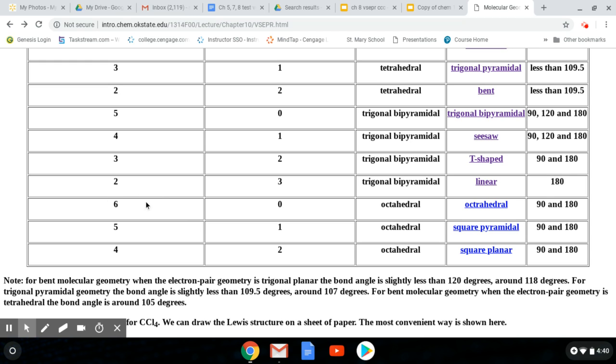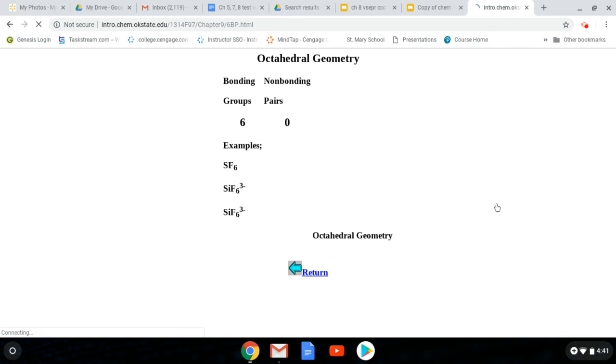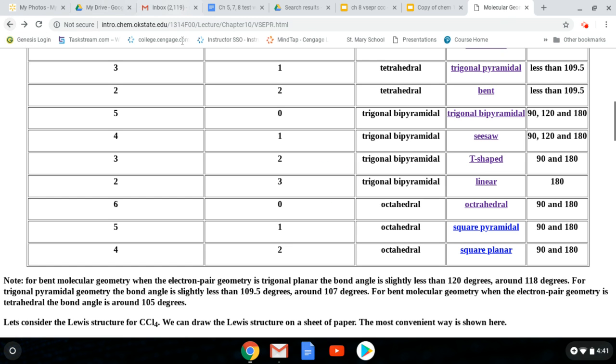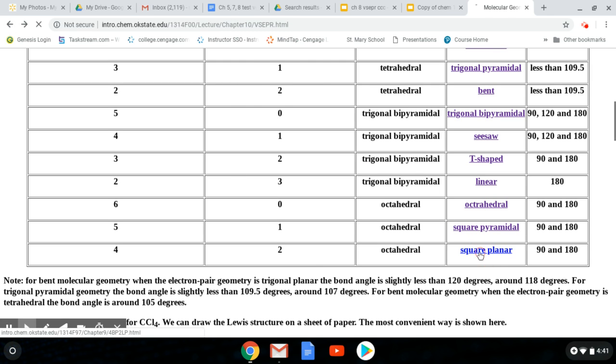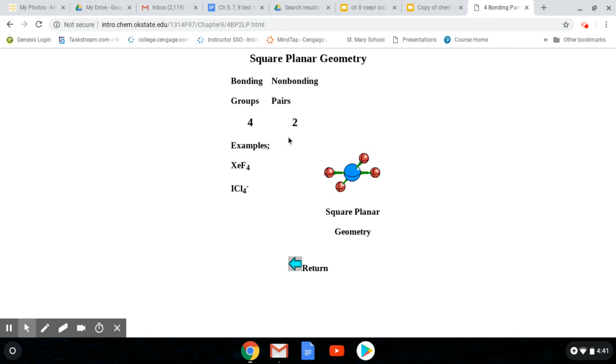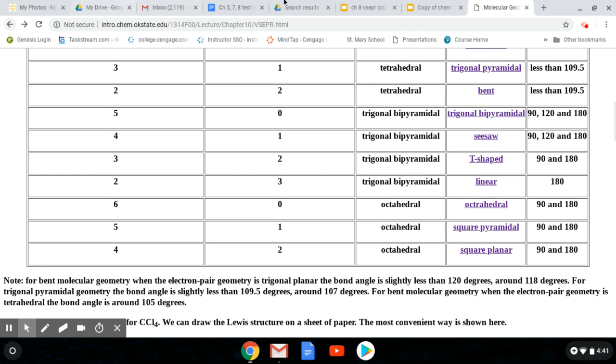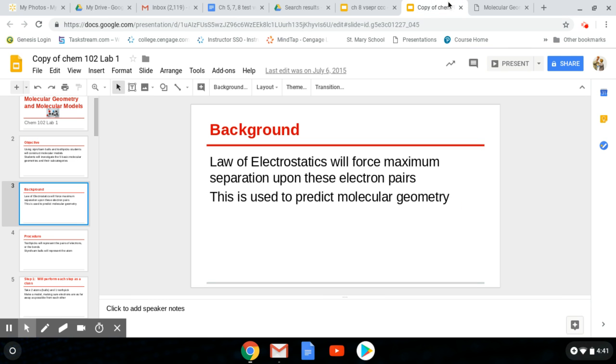Finally, if we have 6 things or 6 bonding pairs around the central atom, no lone pairs, we call that octahedral. 5 bonding pairs and 1 lone pair is square pyramidal. Notice the square. There's a square bottom of the pyramid. 4 bonding pairs and 2 lone pairs makes it square planar. I think that is also self-explanatory. Okay, so those are the various types of molecular geometry.